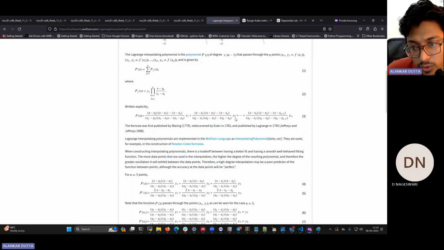So you have the y1, y2, and it goes to yn. All these pairs of x and y's are defined, which are your data points, and you want to make a polynomial approximation to this. And as you can see here, this would be an nth order polynomial, depending upon how many data points you have for doing this Lagrange interpolation.